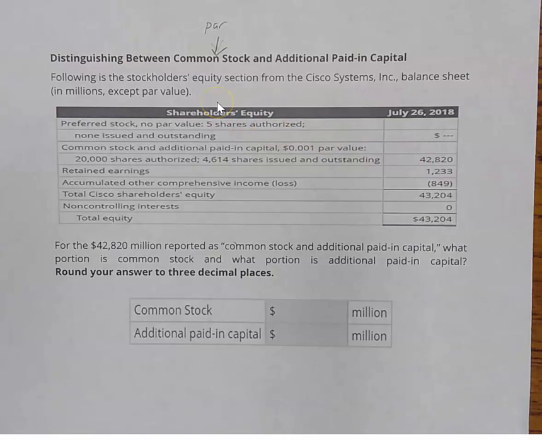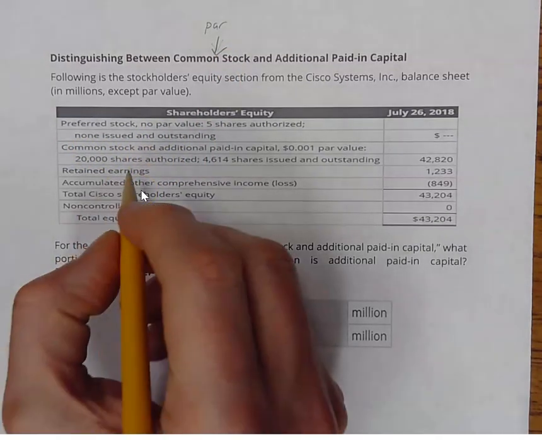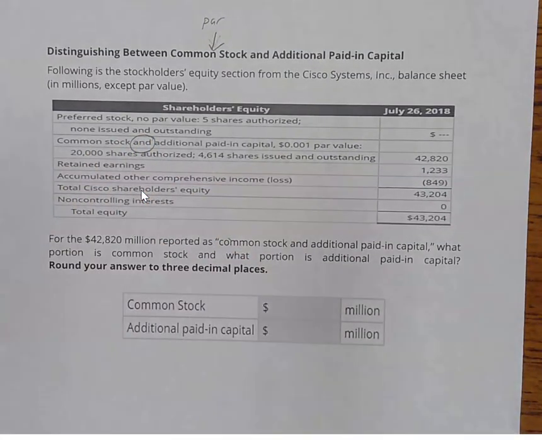All right, now that we've gotten that out of the way, we have some information for a company, and we are only going to be dealing with common stock in this example. It says here, common stock and, very, very important word there, additional paid-in capital, has a value of very, very little, 20,000 shares authorized, 4,614 shares issued and outstanding. Do note that this is in millions, so this is not literally 4,614, and this is not 42,820, because this is all in millions.